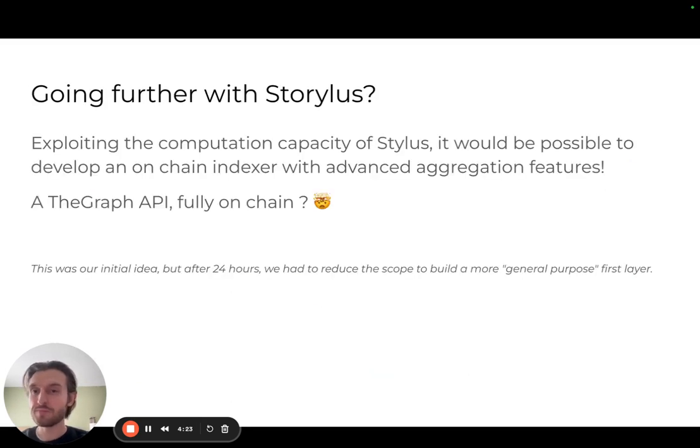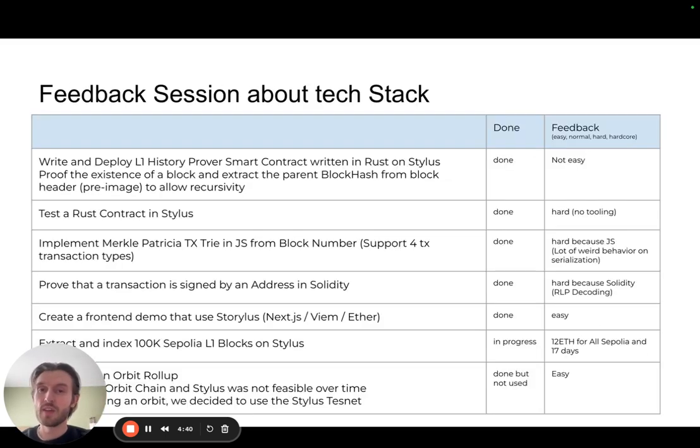Now, if you want to go further with Storylus, you can exploit the computation capacity of Storylus, and you might want to do advanced features like aggregation. One thing that you can think about is the Graph API, basically, but fully on-chain. That would be a pretty good idea.